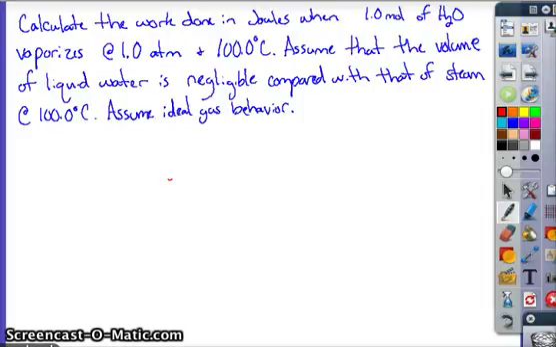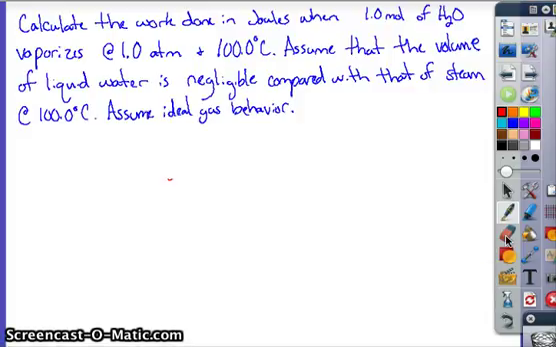Question states, calculate the work done in joules when 1 mole of H2O vaporizes at 1 atmosphere and 100.0 degrees Celsius. Assume that the volume of liquid water is negligible compared with that of steam at 100.0 degrees Celsius. Assume ideal gas behavior. So let's look at what we need to identify.